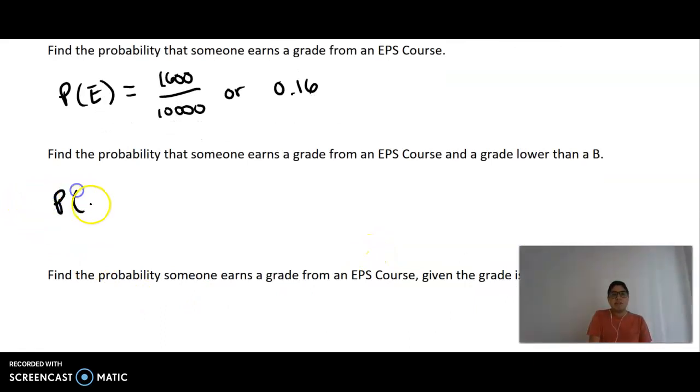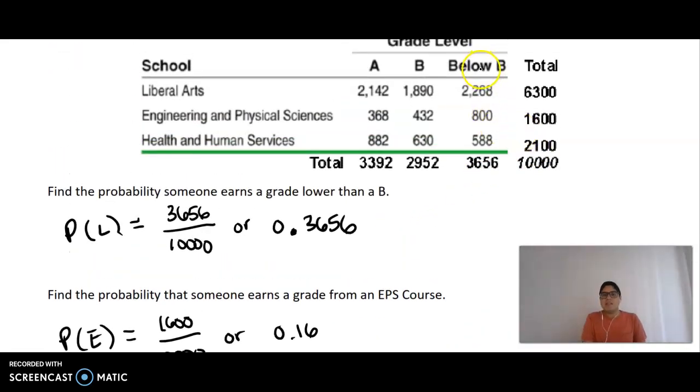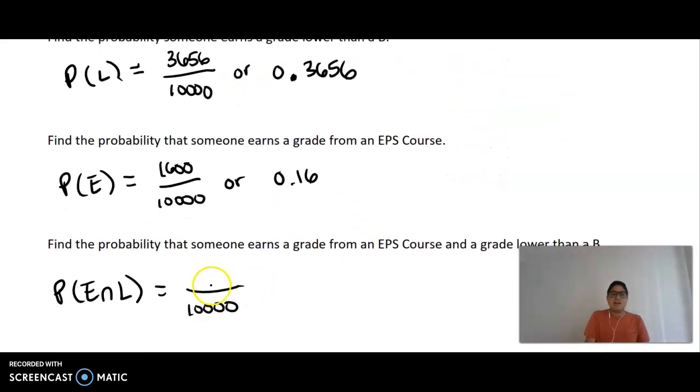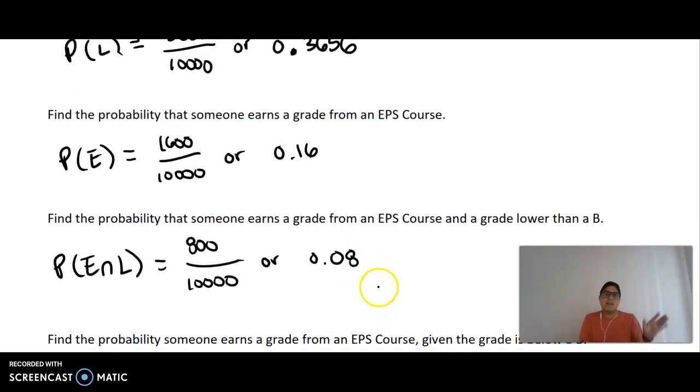Now here, we want the probability that someone earns a grade from the EPS course and it's lower than a B. So again, that's going to be out of our 10,000 possible observations. So below a B, and it's from the EPS, well, that's going to be this one right here, 800. So now I have 800 out of 10,000, and that's going to give me about 0.08. So I have the probability lower than a B, the probability it's from the EPS school, or the probability that it's lower than a B and it's from the EPS.